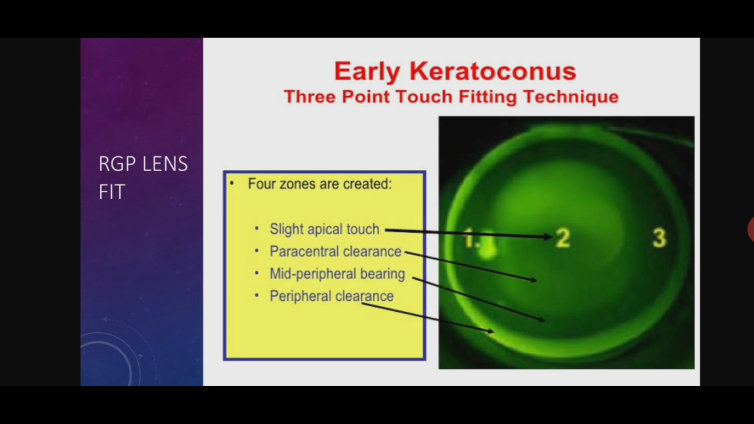In case of 3-point touch, there are 3 points of touch. Number 2 is a slight apical touch. That means there is a pinpoint touch at the central region, and 1 and 3 are mid peripheral touch. This 3-point touch denotes a good keratoconus fit. You can see in this diagram, 4 zones are created: a slight apical touch, a paracentral clearance, a mid peripheral bearing, and a peripheral clearance.